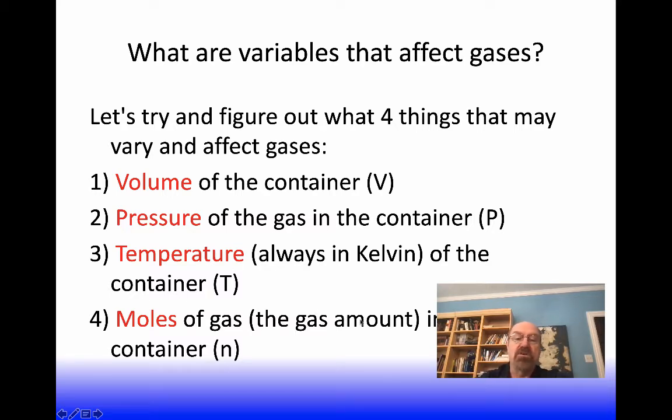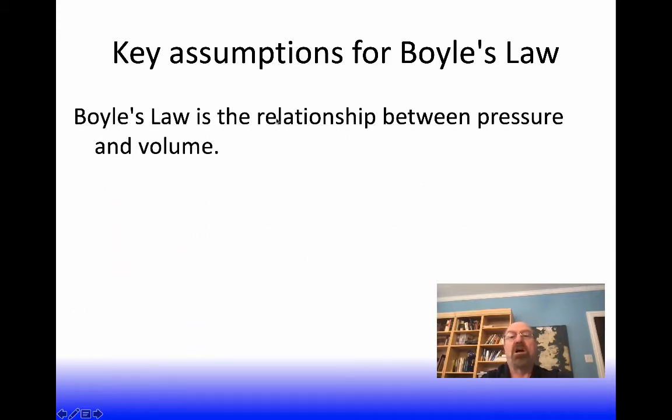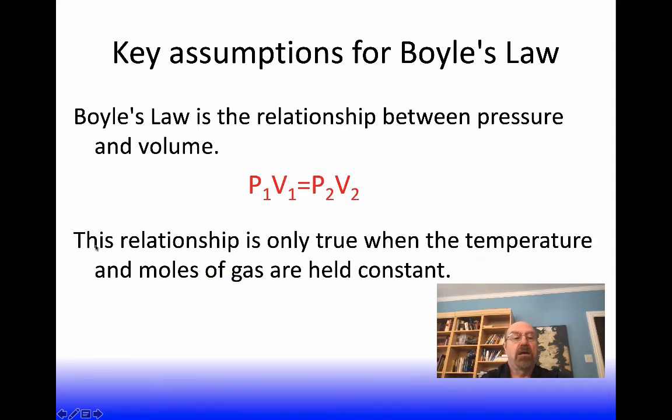So if you're talking about a balloon, the amount of gas, the number of particles or moles of gas, atoms and molecules inside the balloon doesn't change. It's a sealed container. It's a flexible sealed container. Okay, now, key assumptions. Boyle's law is the relationship between pressure and volume. This is only true when the temperature and moles of the gas are held constant. So this is the way the equation is written for Boyle's law. The initial pressure and the initial volume will always equal the product of the second pressure and the second volume.